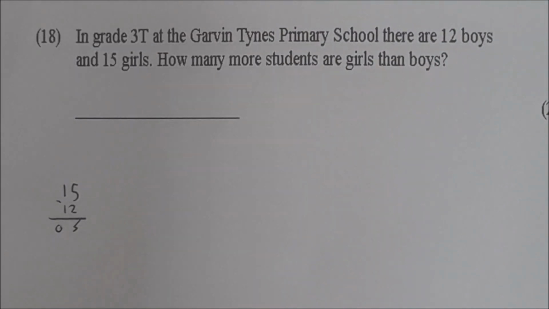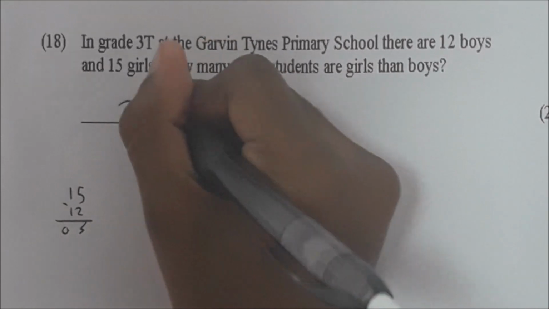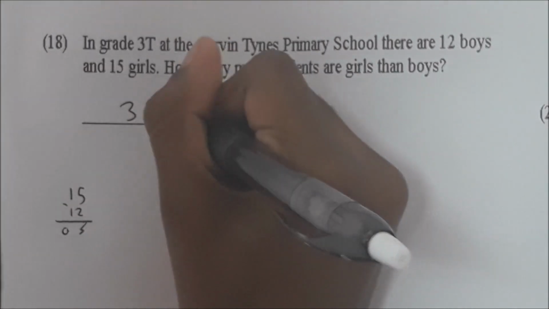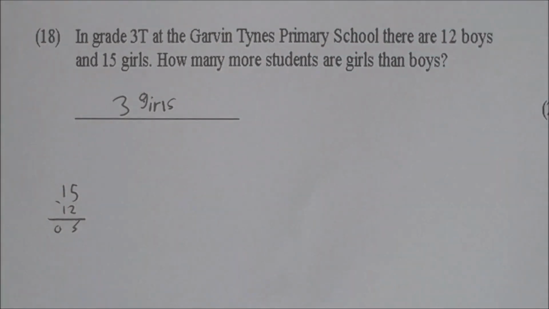Okay, so your answer is? 3. Put it on the line and put girls. 3 more girls. Okay, so there are 3 more girls than boys. And I said you could count on: if you go to 12, count on from 12, then you say 13, 14, 15. So you would have 3 more girls than boys. Very good.